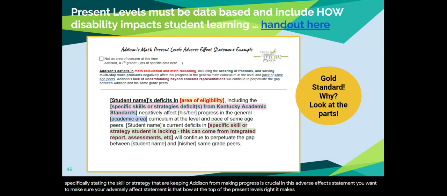It's the aha moment in the present levels that says, okay, so Addison is currently able to do X and Y and Z, and you've got very clear data there. But here's the reason that this is important. This is what's keeping Addison from making progress. This is all about knowing the grade level standards and knowing where this student is not able to access the curriculum, and the why is part of our adverse effect statement.